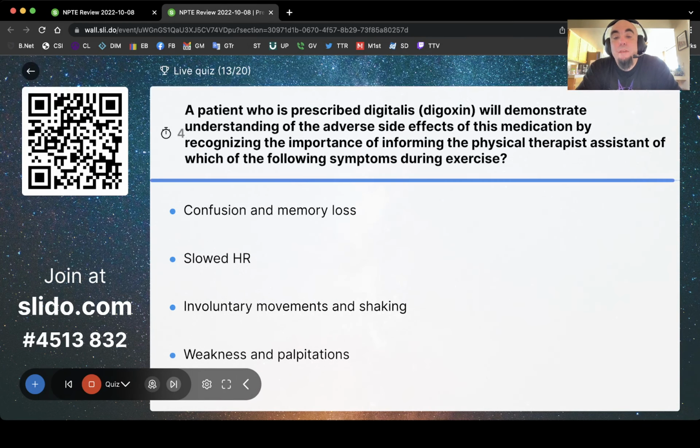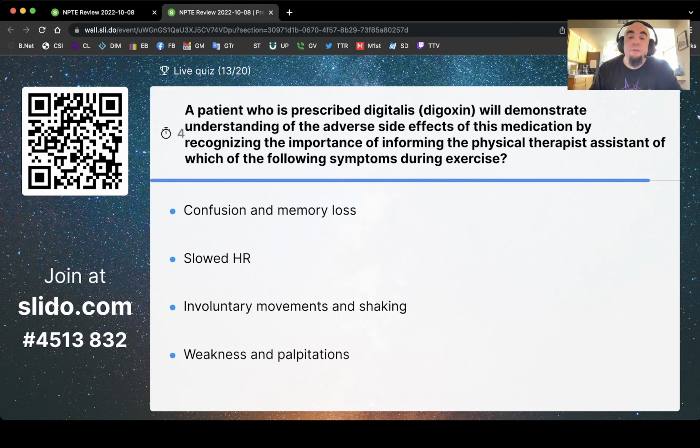Patient is prescribed digitalis, digoxin. They will demonstrate the understanding of the adverse side effects of this medication by recognizing the importance of physical therapist assistance on which of the following symptoms during exercise: confusion and memory loss, slowed heart rate, involuntary movements and shaking, weakness and palpitations. So digoxin is a heart med.